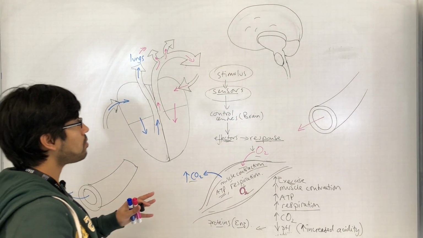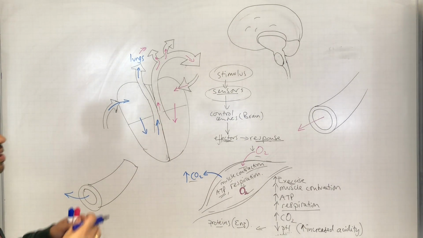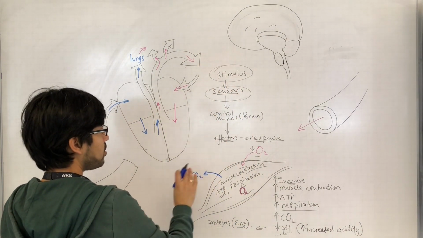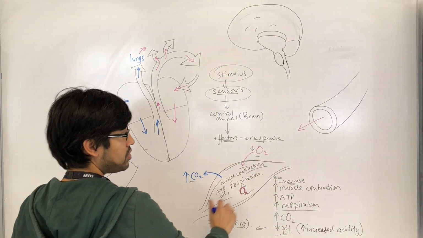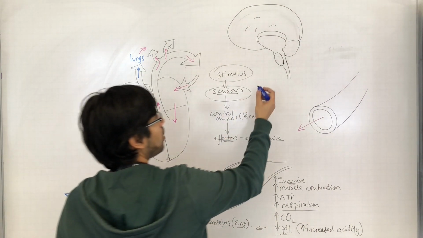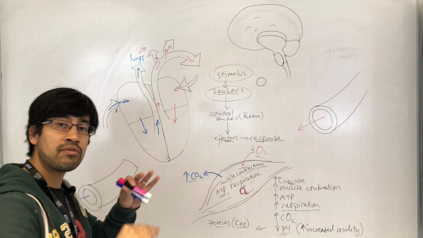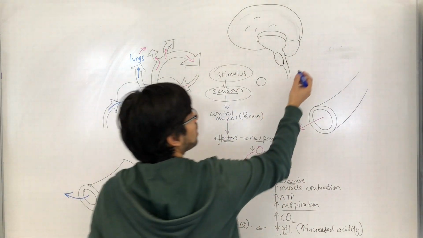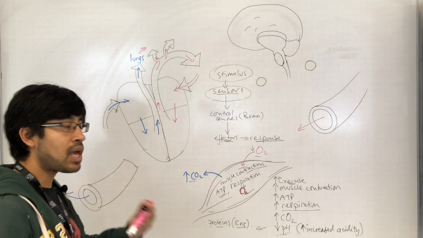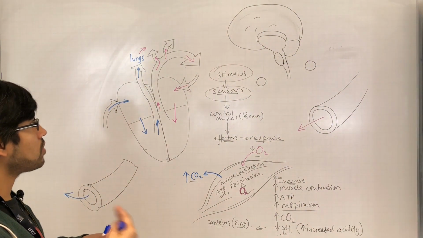Okay, now in the case of the cardiovascular control system, in this case, the stimulus is going to be the CO2 levels, the oxygen levels, and the pH levels. The sensors are various groups of cells located in different blood vessels of the body and detecting the chemical composition, the pH of the blood constantly. Okay?